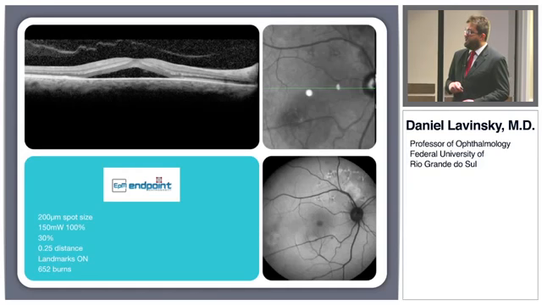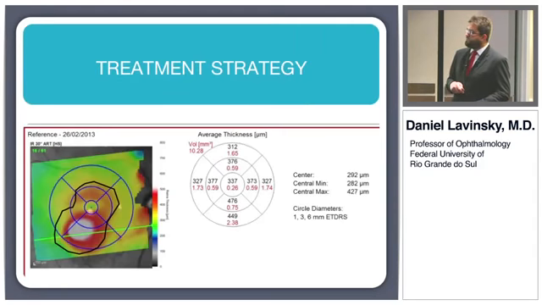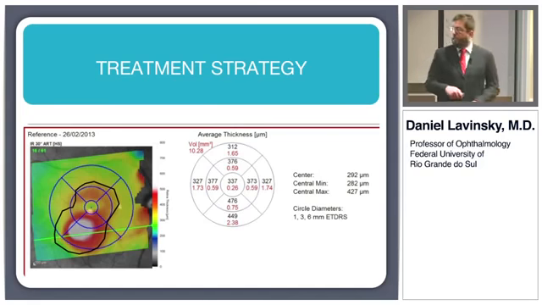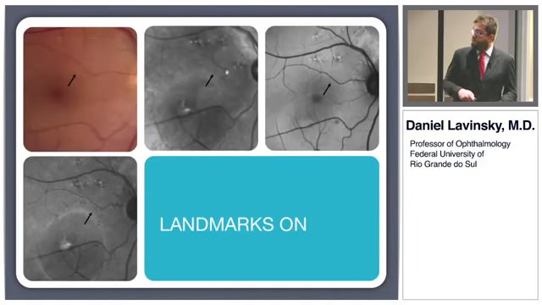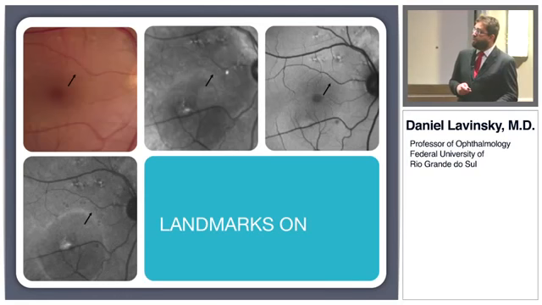We treated with endpoint management. So this is the pigment epithelial detachment with fluid on the side. So what is the treatment strategy? I use the OCT to actually mark the whole area of fluid, and we applied with landmarks on, so we can see. It's very hard to see, but if I point, it's easier. We can actually see the landmarks on.